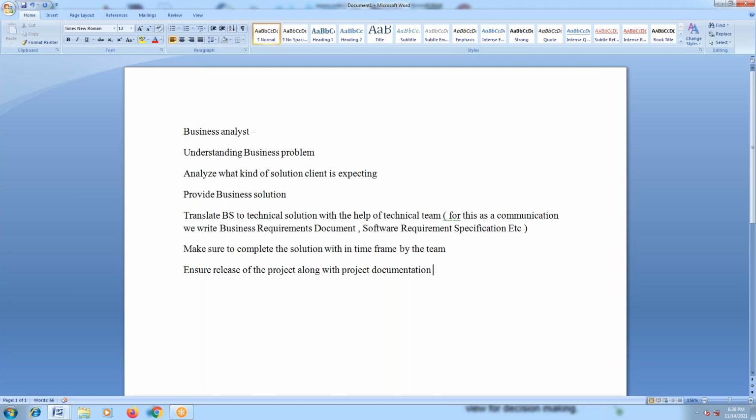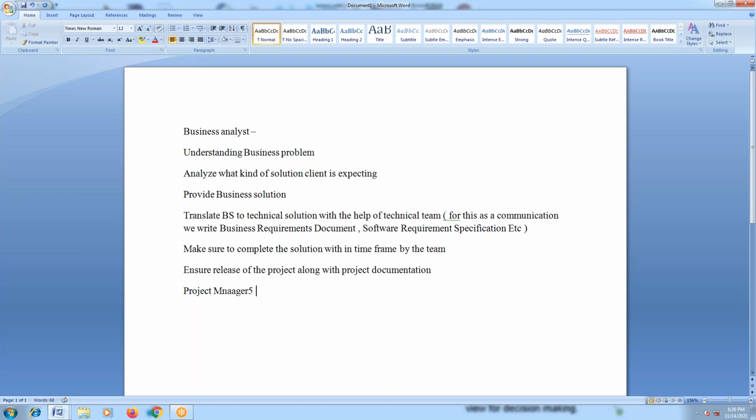We ensure a proper delivery of the project to the customer by preparing proper project documentation, by providing user manuals, all that, right? So you know that project documentation is required. In a high level view, this is what generally, being a business analyst, we do at regular intervals. Understood, right? The detailing part I'll explain now, okay? How we do it and all that.